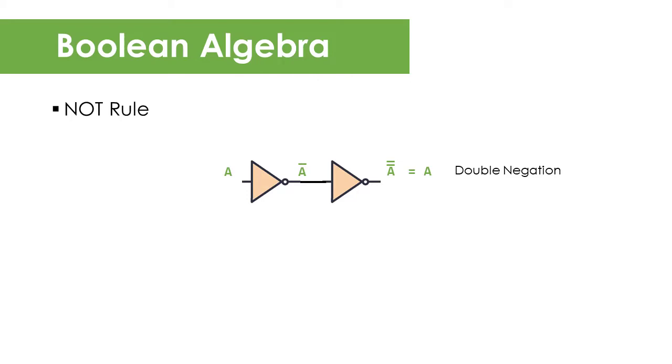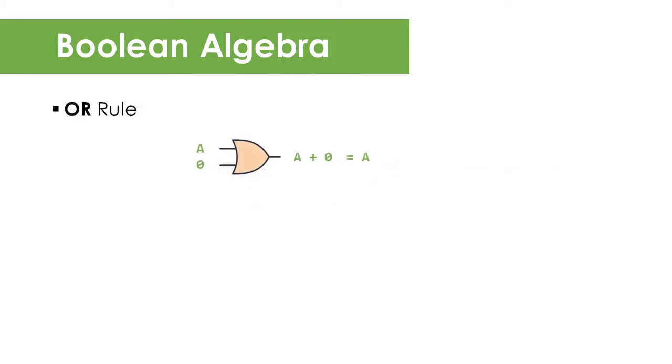The following rules are based on the OR logic gate. For the logical OR rules, we have 4 possible scenarios. First, if an input signal A is ORed with logic 0, then the output signal is simply equal to A, as in, if A is 0, then 0 plus 0 is equal to 0. If A is 1, then 1 plus 0 is equal to 1. The second is, if an input signal A is ORed with logic 1, then the output signal is equal to logic 1.